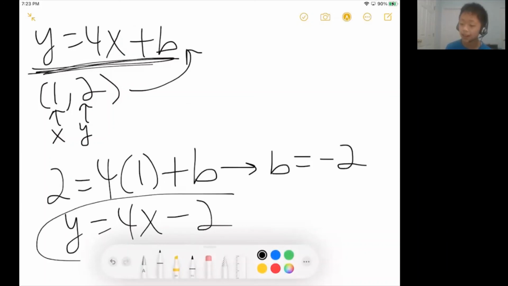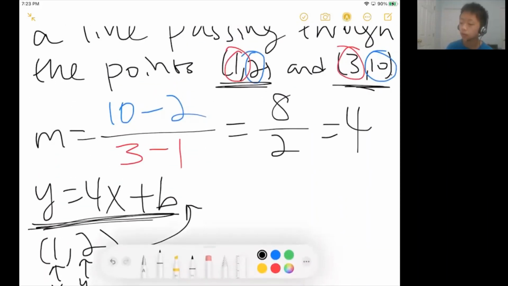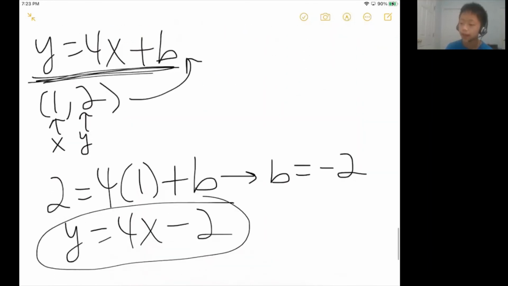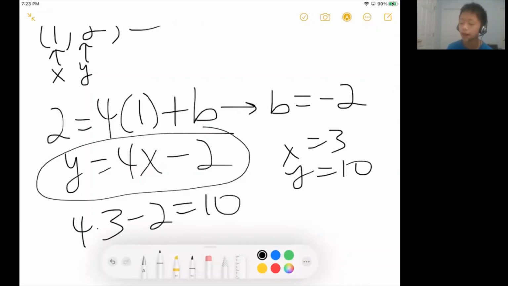And if you wanted to check your answer, since we know that this line must contain all points that lie on the line, we can also easily verify that the point (3, 10) satisfies the equation. If you plug in x equals 3, y equals 10, then you would find that on the right side, 4 times 3 minus 2 gives you 10, which is equal to y. So we can verify that the point (3, 10) lies on the line, which is why this is the equation of the line.